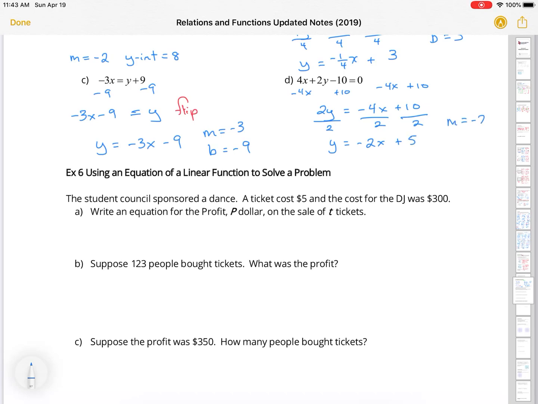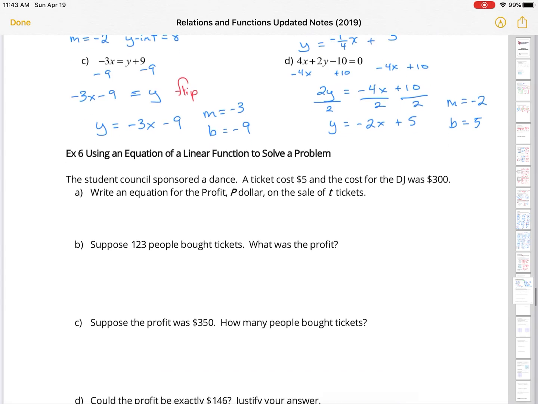Okay, my m is -2, and my b is 5. Okay, so it's just that rearranging. Sometimes there's 2 steps, sometimes there's 3. Just follow those operations that we've learned in terms of rearranging equations.